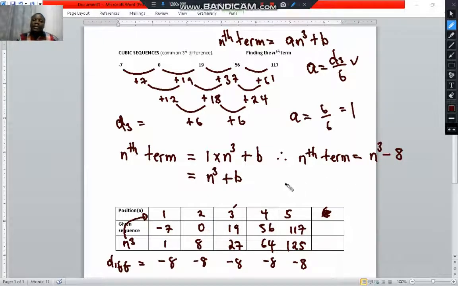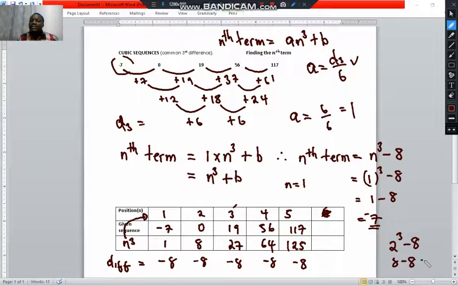Let's see if n is equal to 1, this formula here should give us -7. So you'd find that you are going to do 1 cubed, take away 8, which gives us 1 take away 8 to give us -7. You see that this is true for all the other terms. For example, you can pick 0, which is on position number 2. So that means this is going to be 2 cubed, take away 8. 2 cubed is 8. 8 minus 8 gives us 0. So this is the nth term, and it is working.